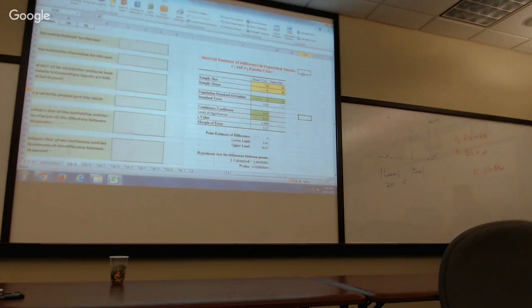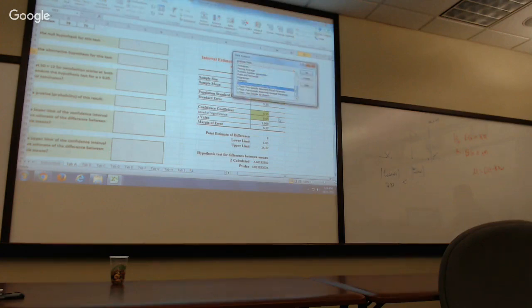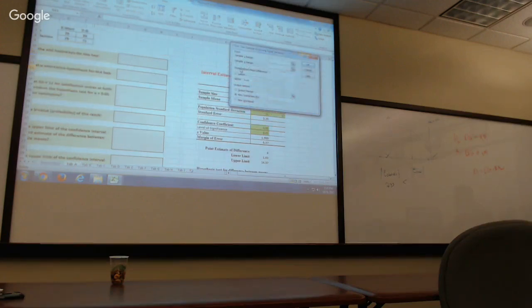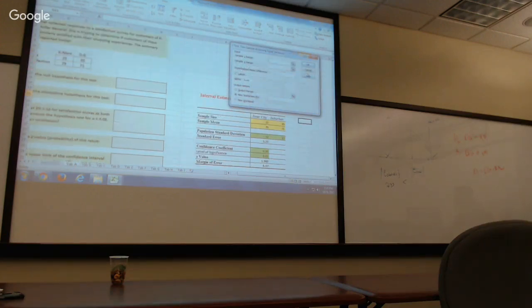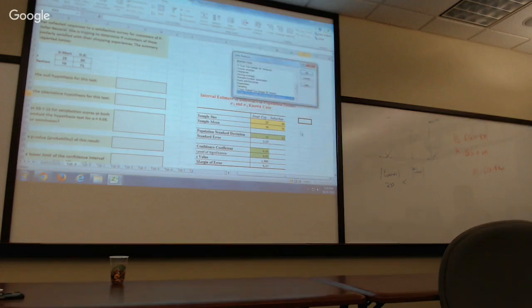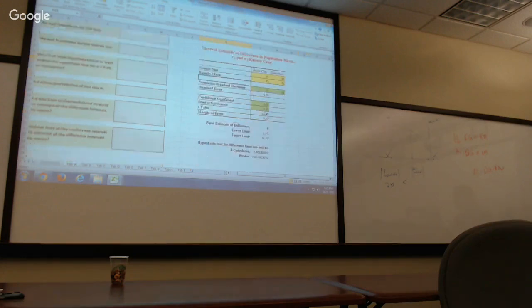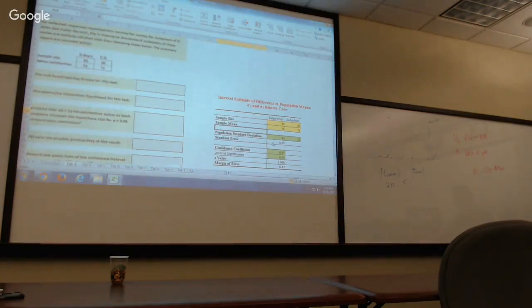The other thing we can do is go into data, and data analysis, t-test, t-test for two samples assuming equal variances. Oh shoot, we're not getting data on this one, so we have to use that. If we don't have the actual data, we just give the values, we use the template. If we have the data, we can use the t-test.